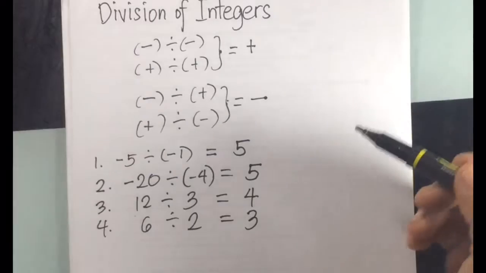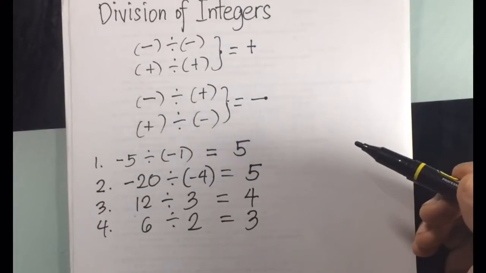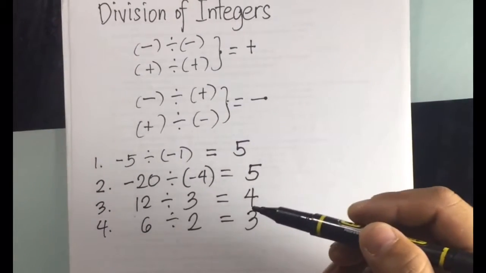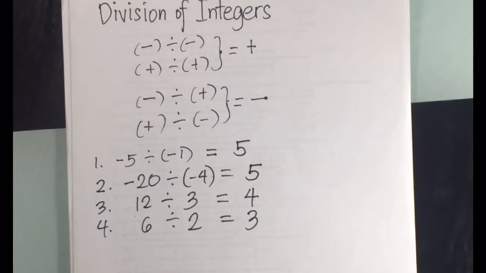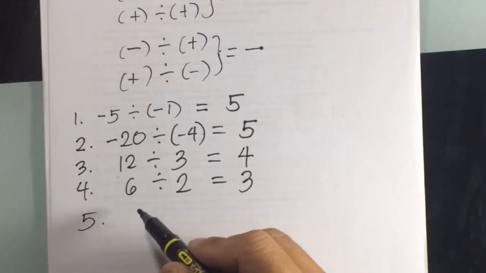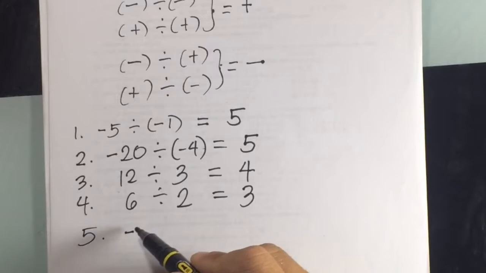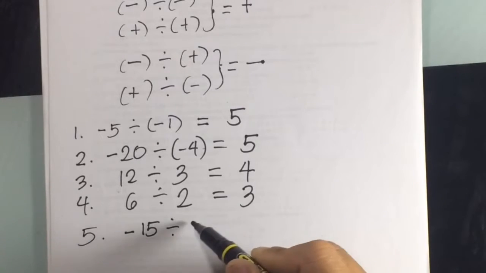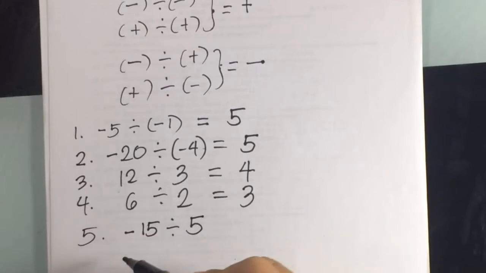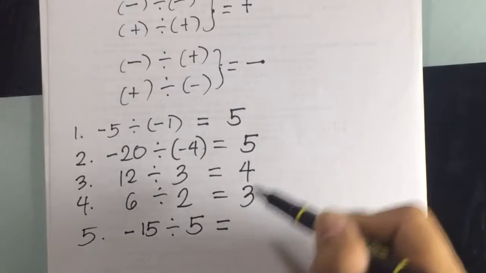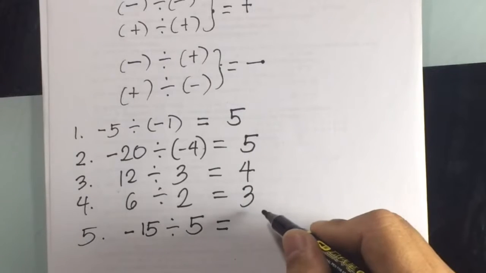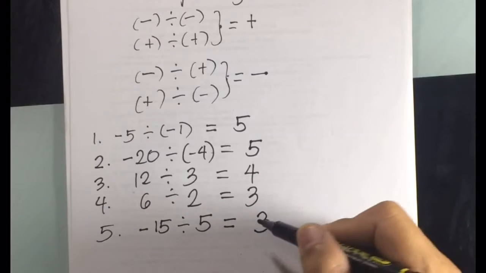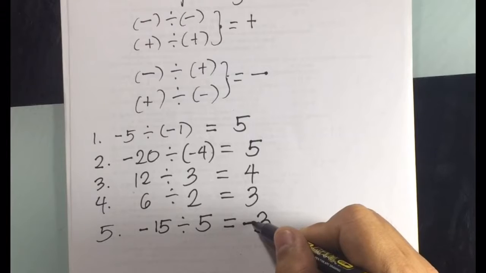Okay, let's have division of unlike signs. It's negative divided by positive and positive divided by negative. So again, the result for that will be a negative number. So example number 5, negative 15 divided by 5. Negative divided by positive number. So again, the result is negative. So 15 divided by 5 is 3. The result is negative, so you're going to have negative 3.